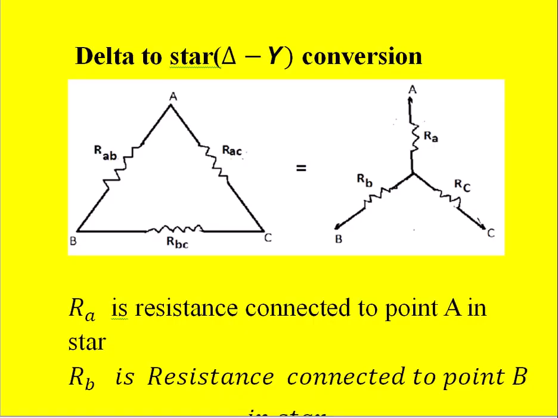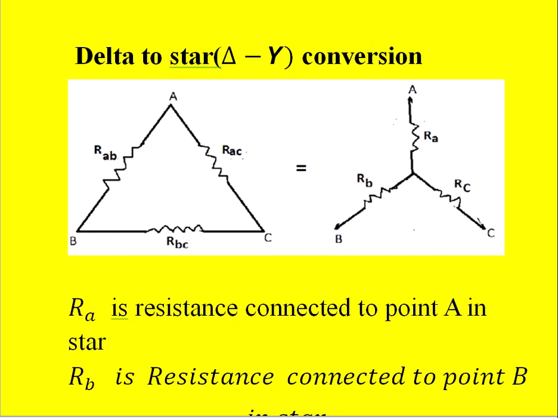Hello friends, today I will discuss the derivations to convert delta to star and star to delta in the circuits. Normally in the circuits, the elements are connected in series and parallel. But there are occasions where, in addition to this series and parallel connection of elements, delta connected elements or star connected elements or both will be present.